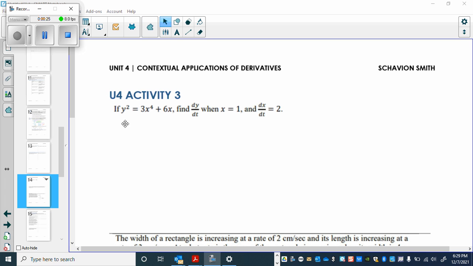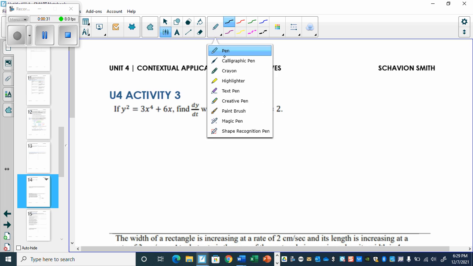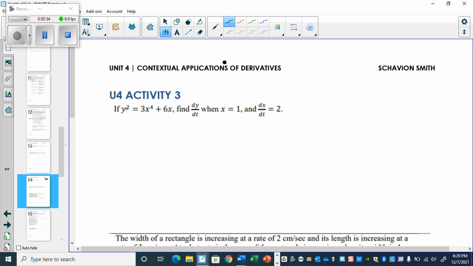The first thing it says is you want to differentiate this with respect to time. So I'm going to differentiate this with respect to time. They tell me to find dy/dt when x equals 1 and dx/dt equals 2. So first, we need to find y. So y squared, let's go ahead and find this y, and you're asking me why, because that's going to matter when we implicitly differentiate right here.